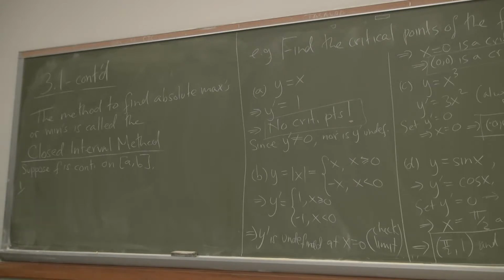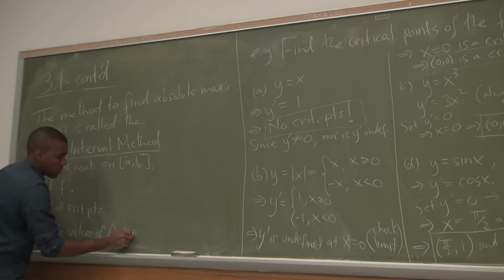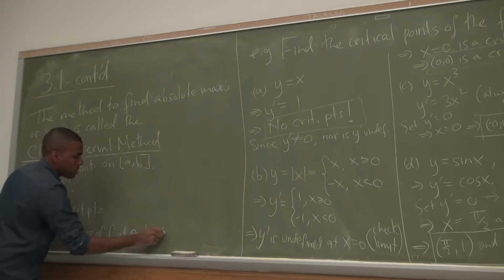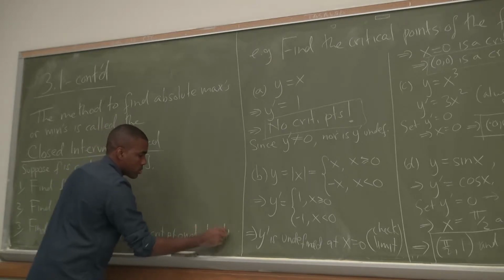So here's the steps that we're going to take. First step: find f prime. Second step is to find all critical points. Third: find the values of f at each critical point and at the endpoints.